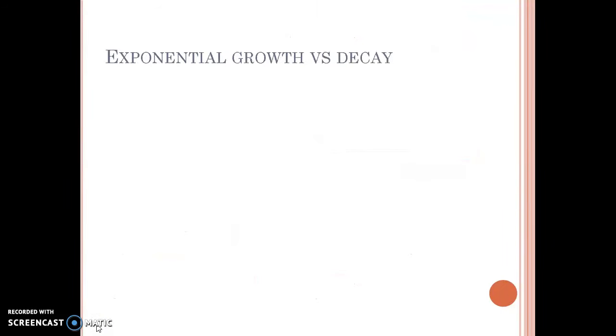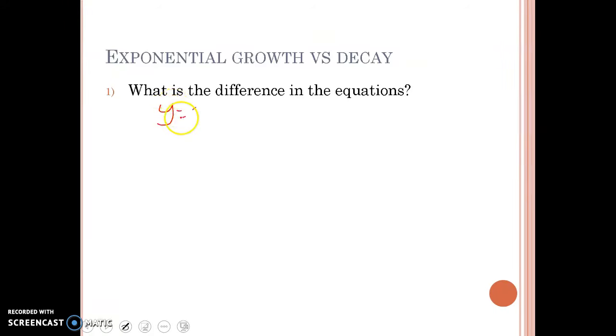Let's talk about the difference between exponential growth and decay functions. First of all, what is the difference in their equations? The first thing we want to talk about is what their equations look like. Both of them are in the form y equals a times b to the x. But exponential growth functions have a b value that's bigger than 1. Exponential decay functions have a b value that's less than 1. And that's simply the difference between what the equations look like.